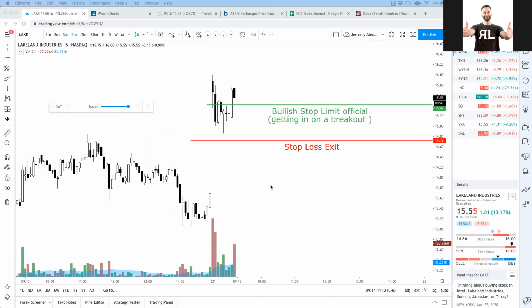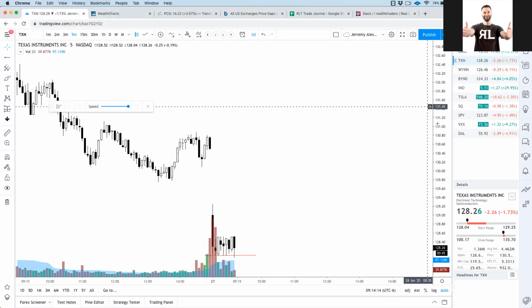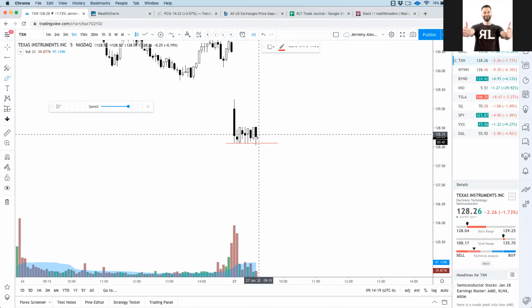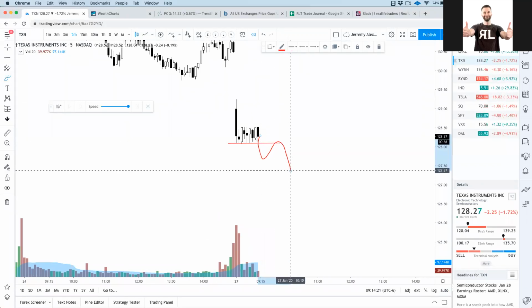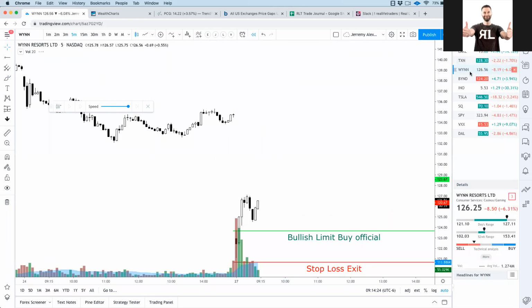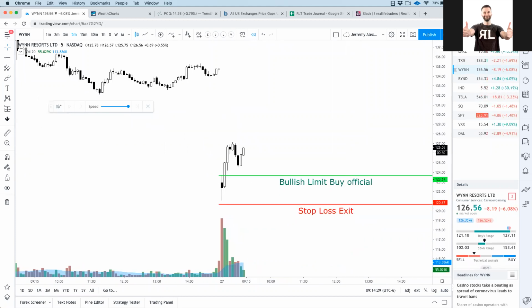So again, what we're watching right now is Texas Instruments for potentially a low of the day break and then a retest. I'm keeping an eye on this one. That would be a bearish trade. And so, ladies and gentlemen, this was the retest on WIN. I'm going to go ahead and cancel the order.